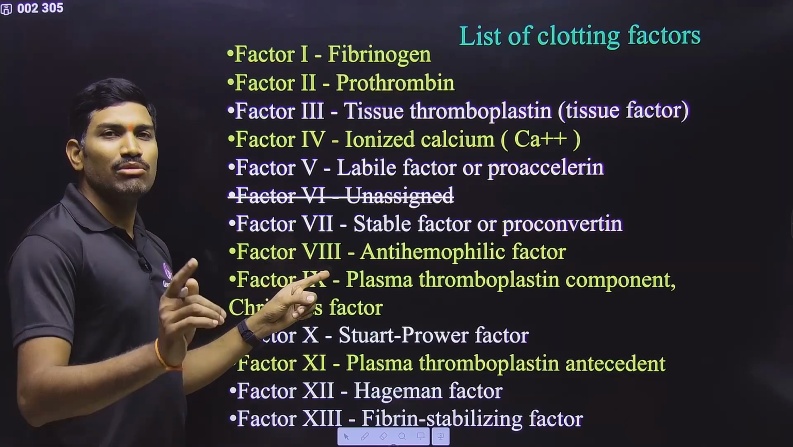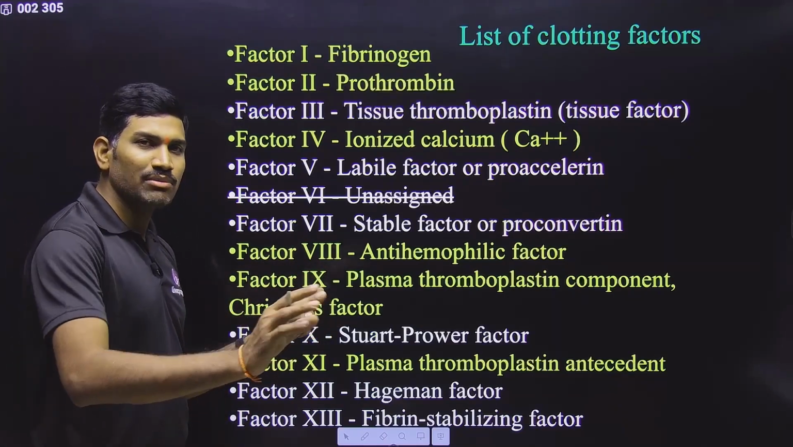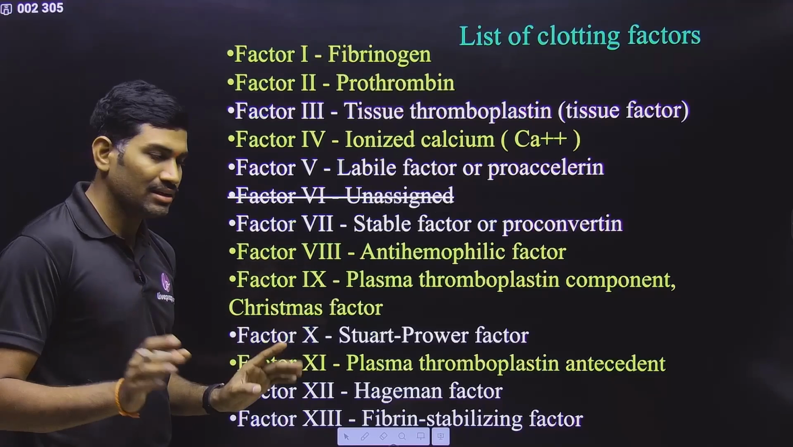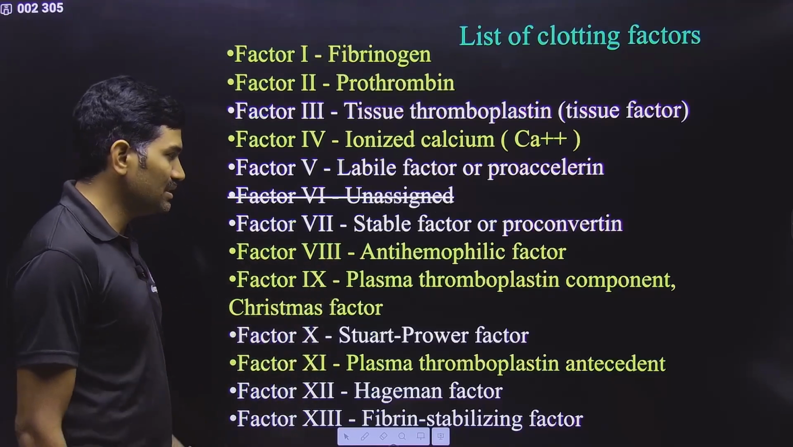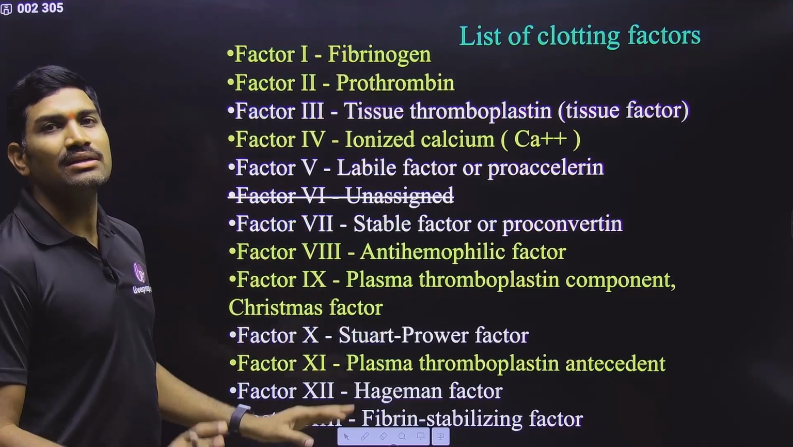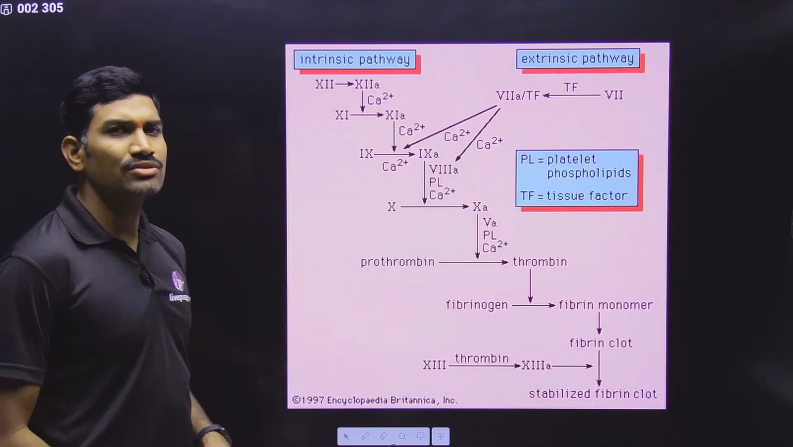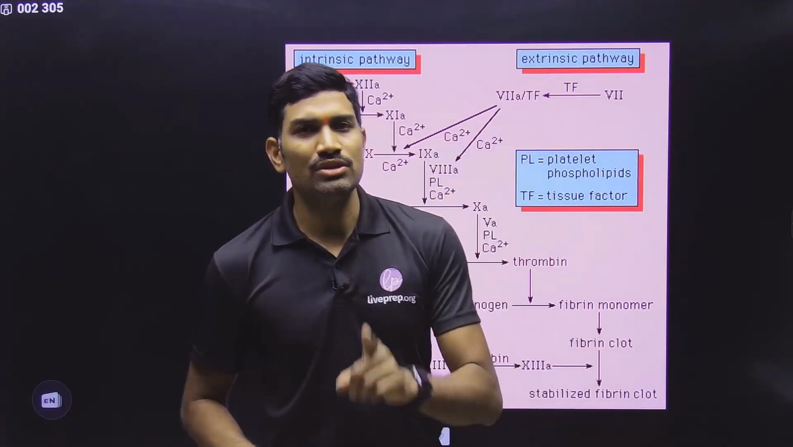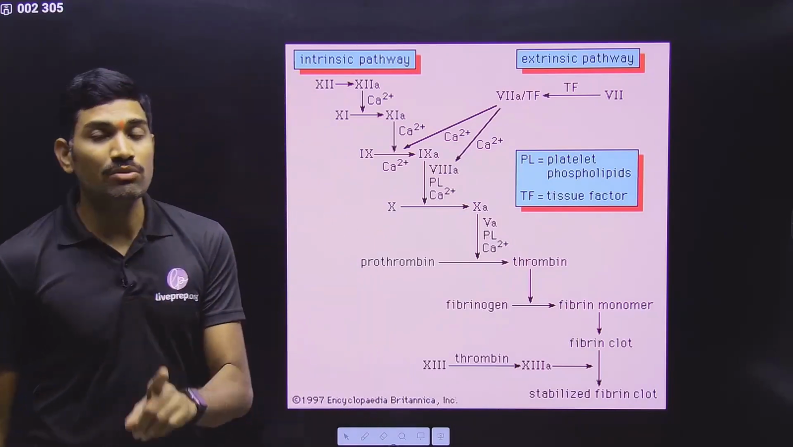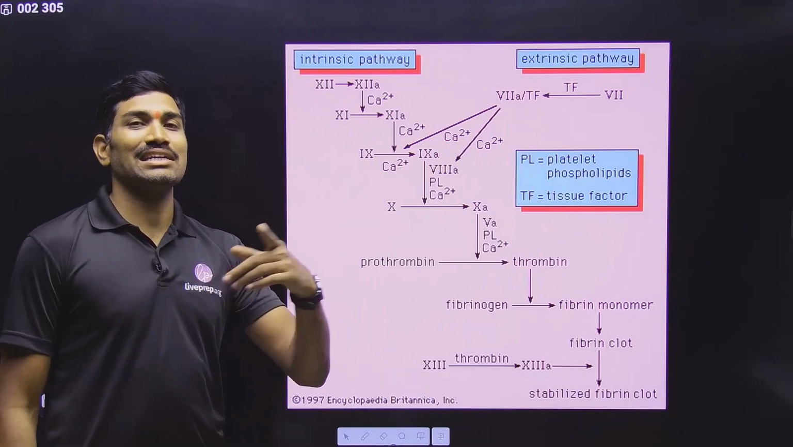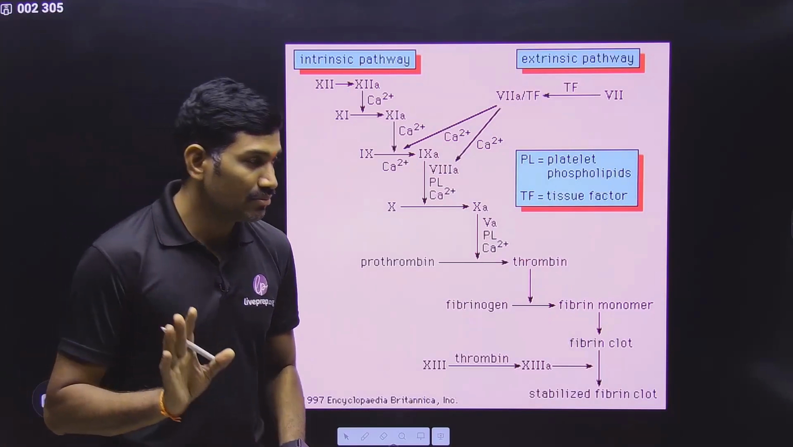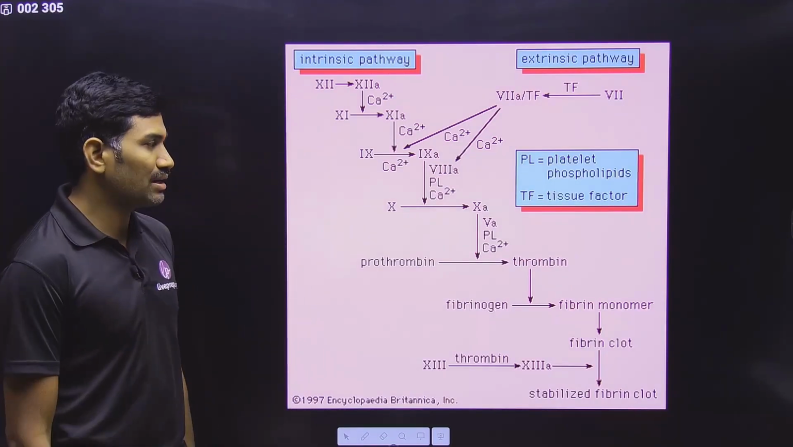Absence of 8, hemophilia A. Absence of 9, hemophilia B. Absence of 11, hemophilia C. Clear? So at least remember the numbers. And these are the important factors here. In this way, 12 blood clotting factors are present. Out of this, the one and only non-protein mineral acting as a blood clotting factor is calcium, and its number is factor 4. Please remember this. These are fixed numbers. You need to remember them like that only.